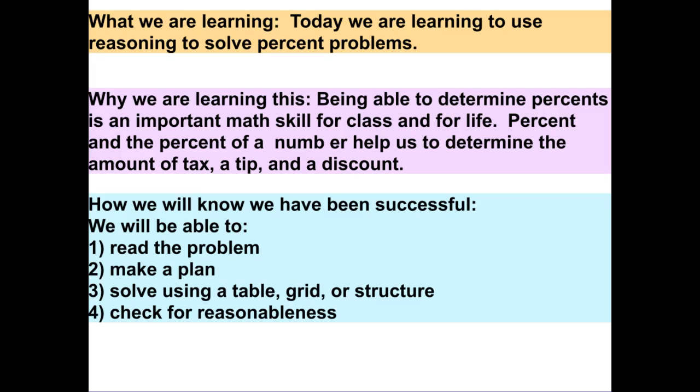So how will we know that we've been successful? We will be able to, one, read the problem, two, make a plan, three, solve using a table, a grid, or a structure. And you'll see what I'm talking about with the structure in just a few minutes. And then check for reasonableness. Is my answer reasonable? If I'm finding 8% of a number and my answer ends up being twice the size of the number I started with, that is not reasonable. Your amount, that 8%, should be less than the amount that you're starting with. Okay, so checking for reasonableness is going to be important.